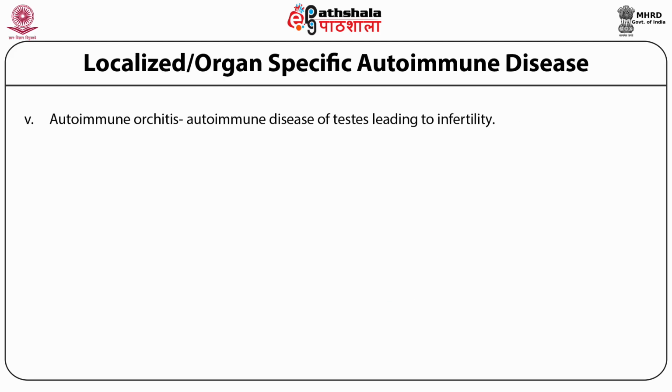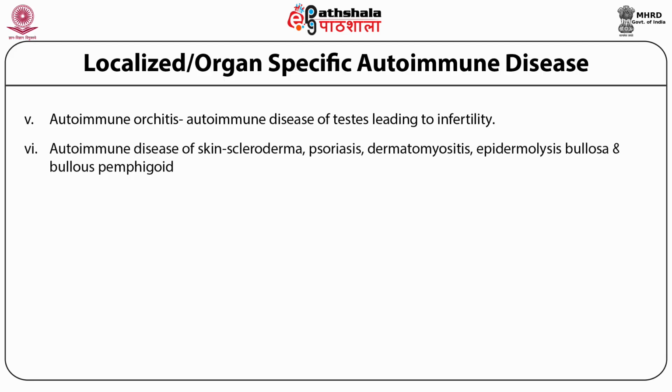Autoimmune orchitis. This is the autoimmune disease of the testis with the presence of specific anti-sperm antibodies, ASA. ASA induces apoptosis of spermatocytes and spermatids and can lead to immobilization or agglutination of spermatozoa. This hence can cause impairment of fertility.